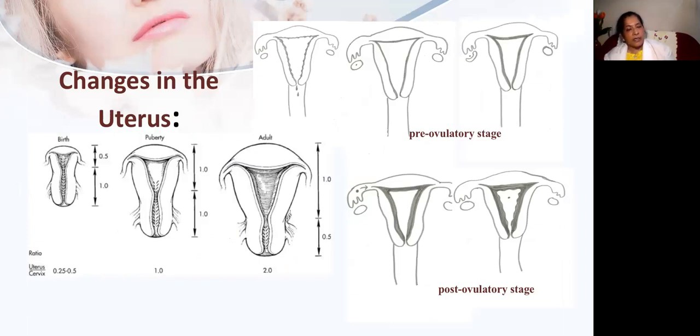And if you see the changes in the uterus at birth, the changes in size, the ratio between the body of the uterus and the cervix at birth is 0.5 to 1. That is, the cervix is bigger. At puberty, this ratio is 1:1. The body of the uterus and the cervix are of the same dimensions, while in adult life, the cervix decreases in size and the ratio becomes 1:0.5.